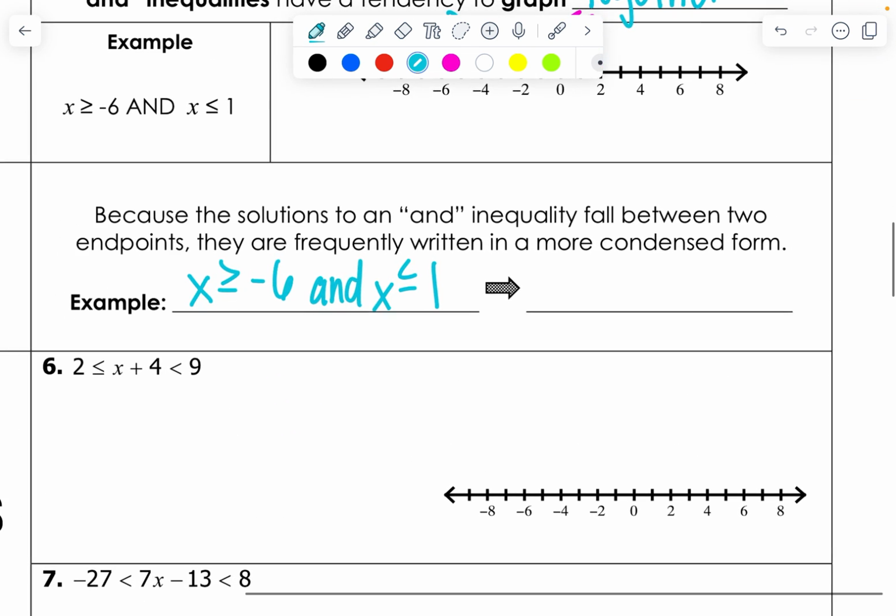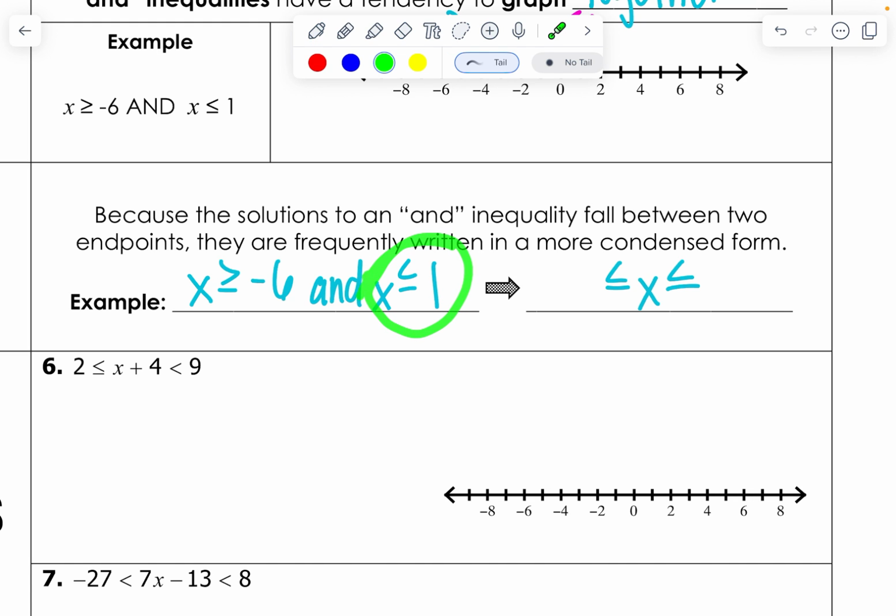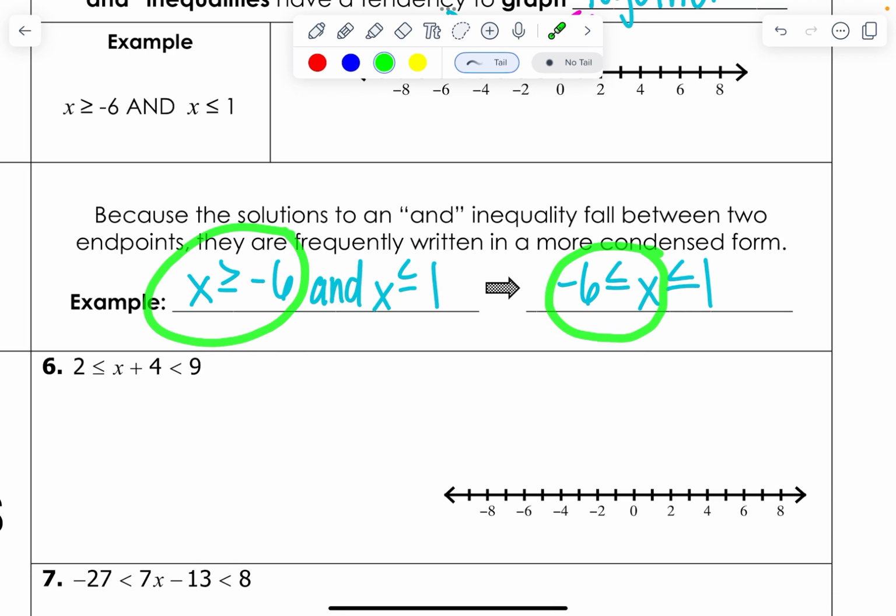Down here, the more condensed version would be something where x is in between the two numbers. I like to start with the x, and I'm going to include my signs like this, and I'll revisit this in a moment in case I lost you. Looking here, this says x is less than or equal to 1. So part of my solution is x is less than or equal to 1. The negative 6 is going to go over here, and you might be thinking, wait a second, Ms. Hogan, this isn't communicating the same thing here.